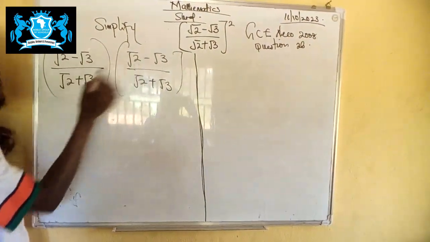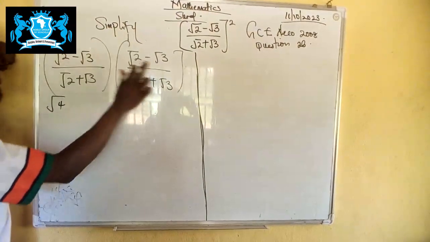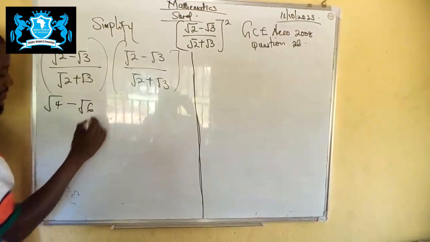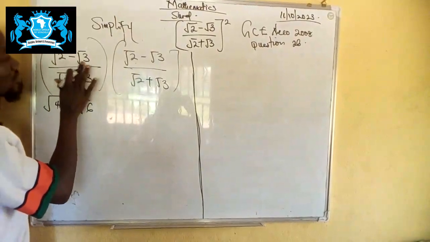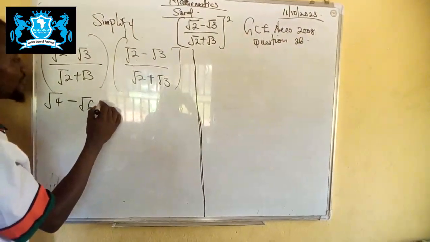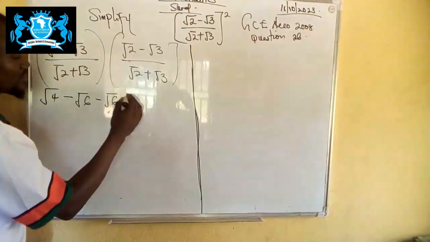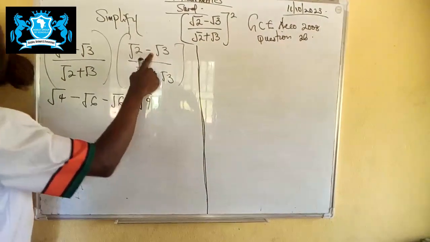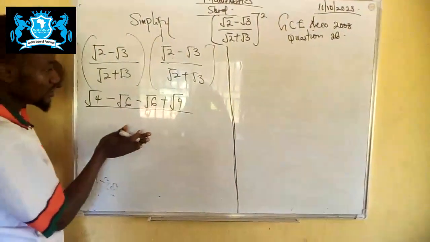So √2 times √2, we will be having √4. Then √2 times −√3, we are having −√6. We are through with √2 now. We now enter −√3. −√3 times √2, we will be having −√6. And −√3 times −√3, we are having plus √9, because minus times minus is plus.